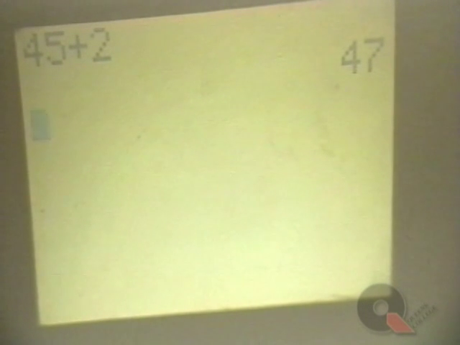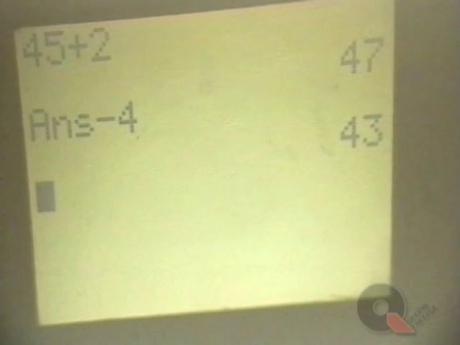Then if I want that answer take away 4, I just have to write minus 4, and that gives me 47 minus 4. I don't have to write 47. If I'm doing a calculation and I want the previous answer and then I want to subtract something from it, I just have to go minus 4. It'll say the previous answer minus 4 and give me that.